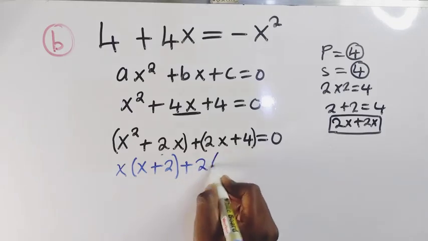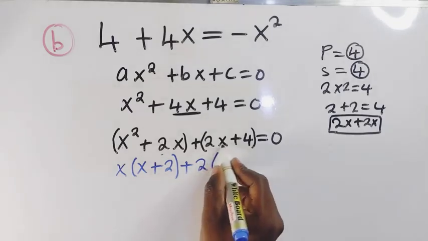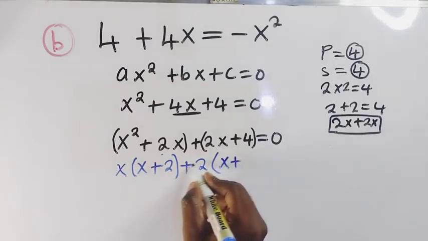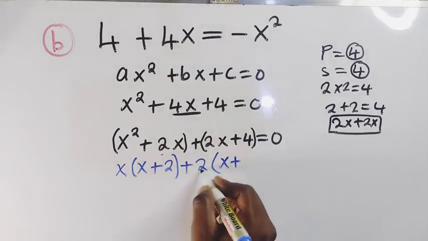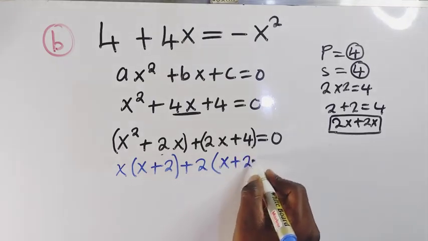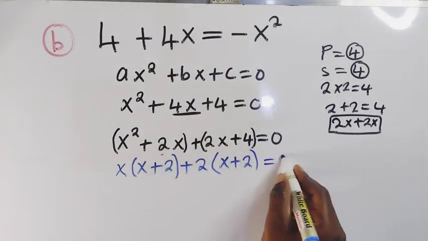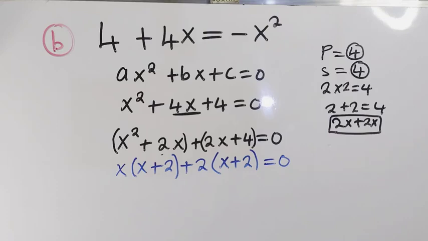Open bracket. So 2 into 2x, this and this will cancel. You remain with x plus, positive times positive is a positive, 2 into 4, it's a 2. So you can see that what is inside the brackets is the same, equal to 0. We just pick one, x plus 2.